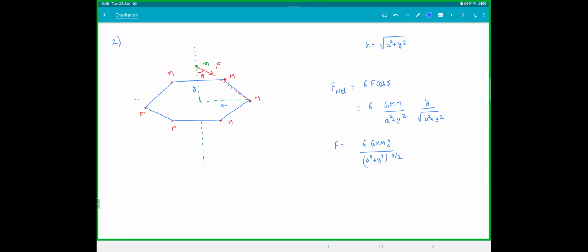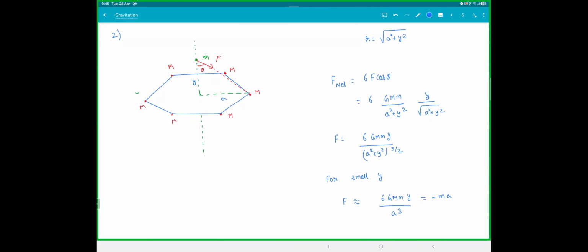For small y, we can neglect y square in the denominator. The force approximately becomes 6 G M m y by a cube. This can be written as equal to ma. And that turns out to be acceleration, capital A, I'll write it as A. So A is equal to minus 6G capital M by a cube into small y. That's your SHM. That's your omega square. So the time period will be 2 pi root over a cube by 6GM. Clear with this? That would be your SHM.